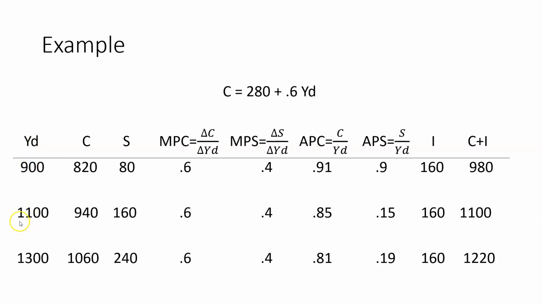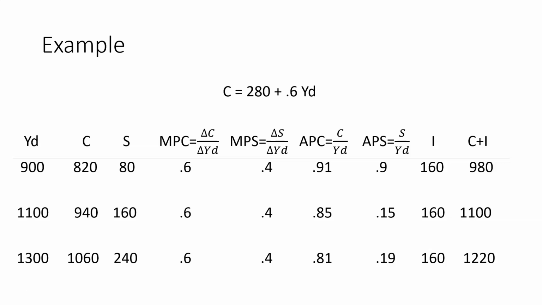And guess what? Look right here. At an income level of 1,100, total supply equals total demand. We found our equilibrium income level. We have found the income level at which our economy is stable. That's what we want to move it to.